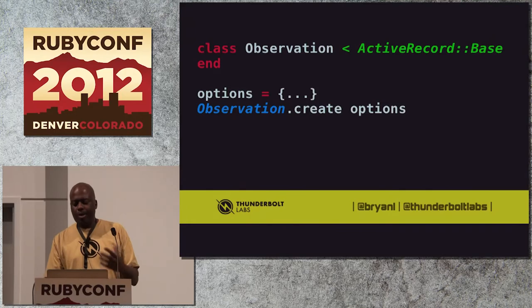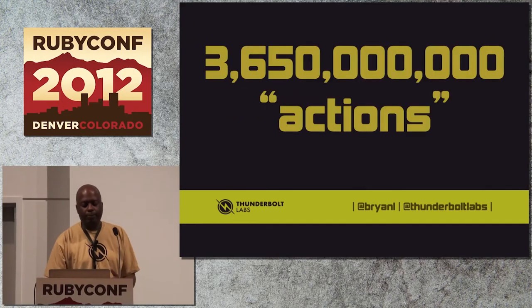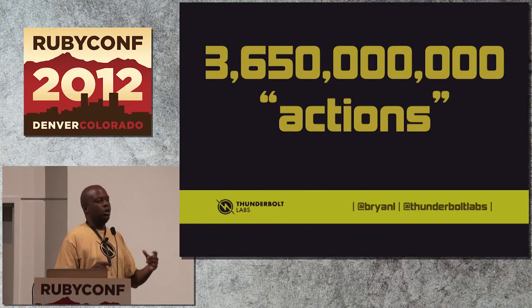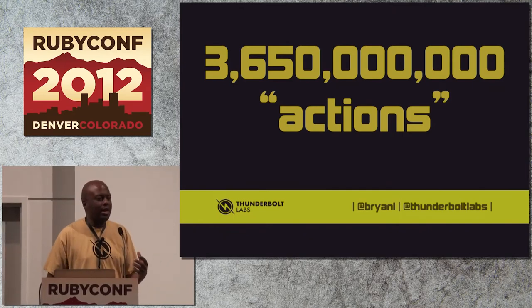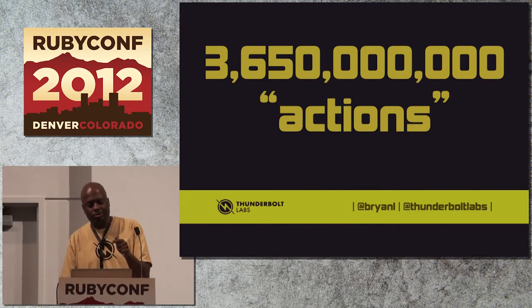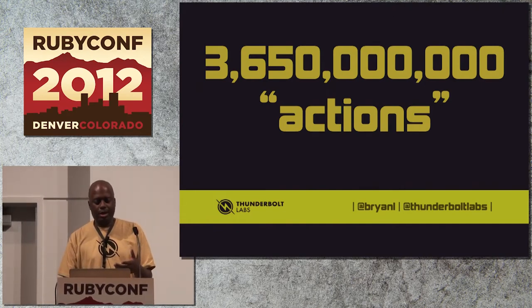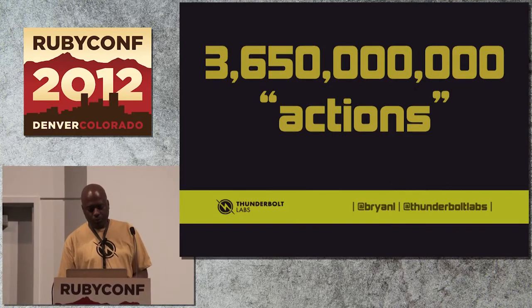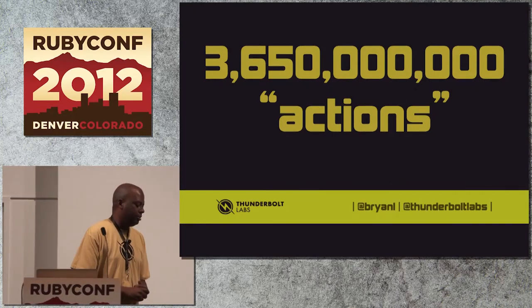The problem is, what if we actually have 3 billion actions? This is what will happen if we run 100,000 people over 100 years. We can't actually run ActiveRecord create 3 billion times. I mean, we just can't do it. It's slow enough doing it one time.